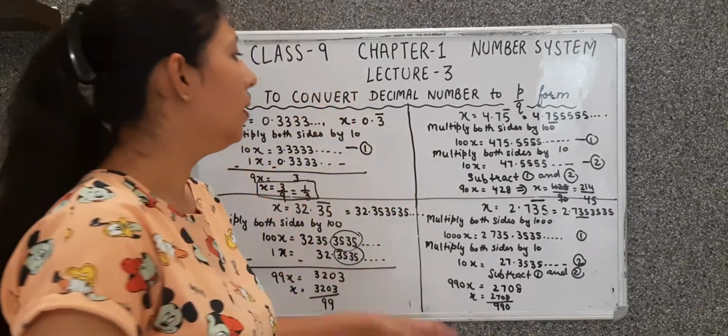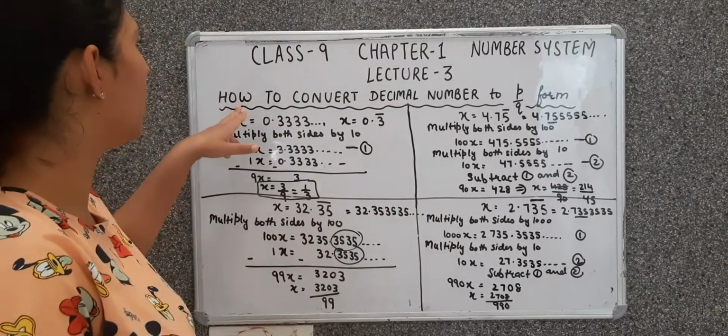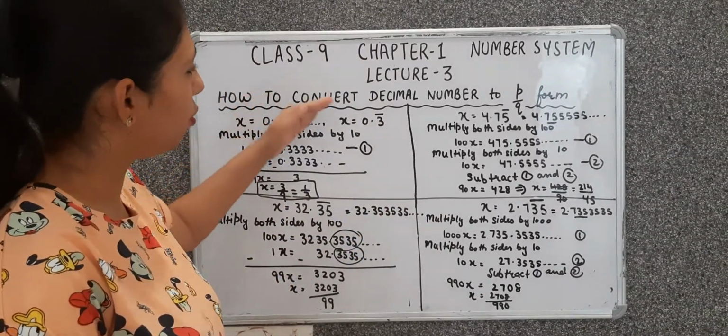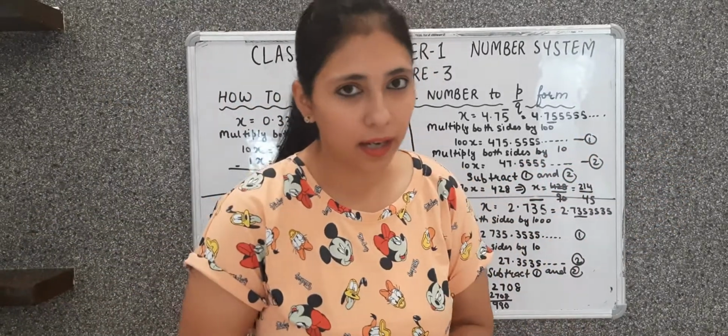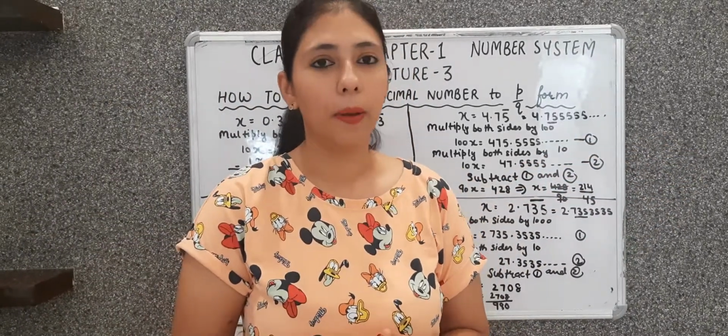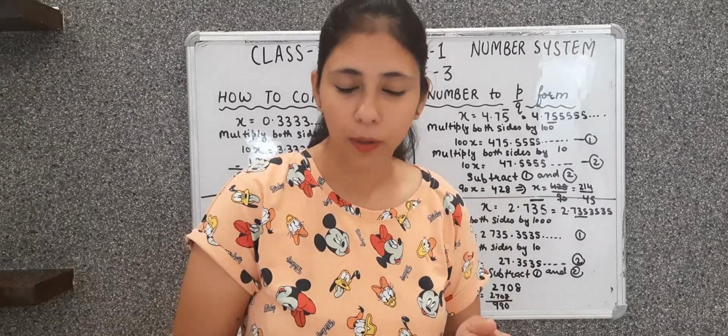So what was the topic we were covering? We were converting a decimal number to p by q form. And this is the end of our lecture. And again, remember, this is a very, very important topic.